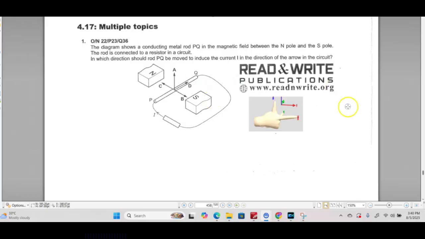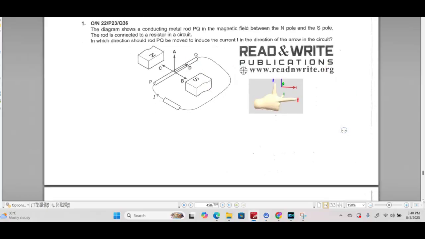Okay, so question number 1. The diagram shows a conducting metal rod PQ in the magnetic field between North Pole and South Pole. The rod is connected to a resistor in a circuit. In which direction should rod PQ be moved to induce the current I in the direction of the arrow in the circuit? Okay. Whenever we are talking about induced current, we know that we have to use Fleming's right-hand rule for it.